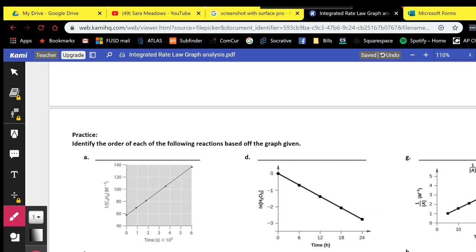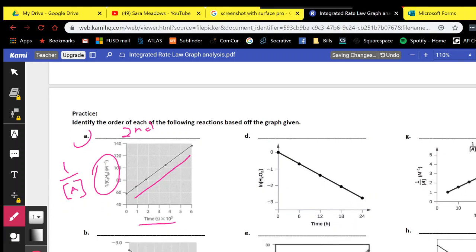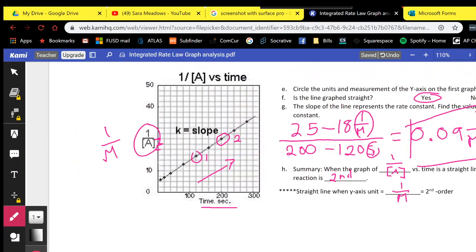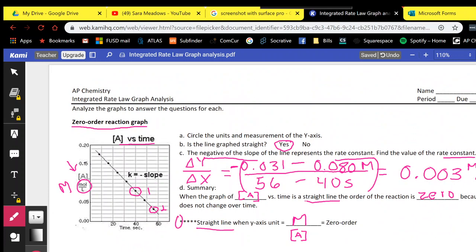So if we look at one of our graphs, we can see that this first one for part A is a straight line. Then we can look at its y-axis. It is 1 over the concentration, so 1 over A. For 1 over A versus time to give us a straight line, it has to be second order. So that's how you're going to do the practice. You're going to look at what your y-axis unit is and determine what that tells you. It's pretty straightforward. It just gives us a way to find the order based on the graph.